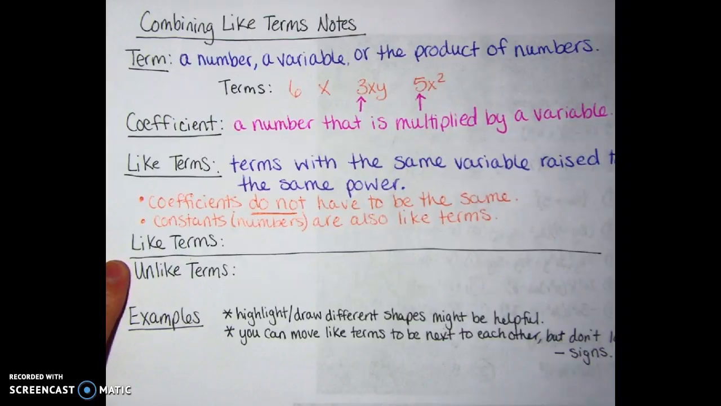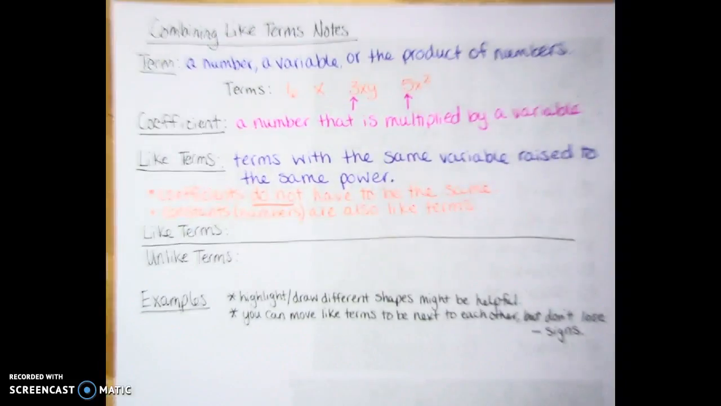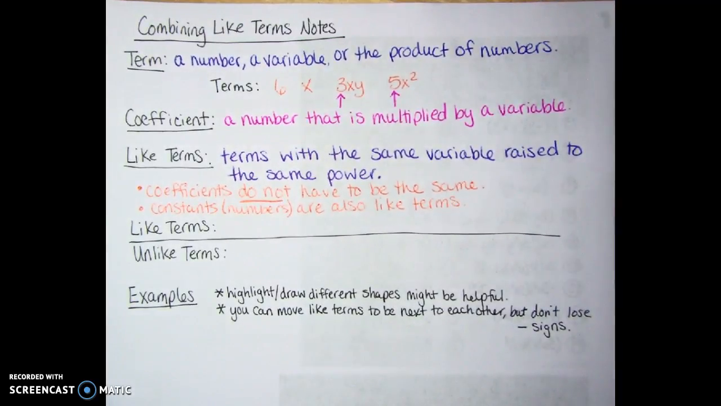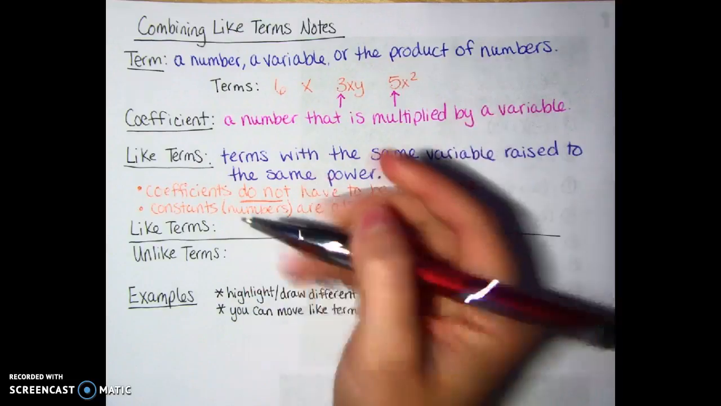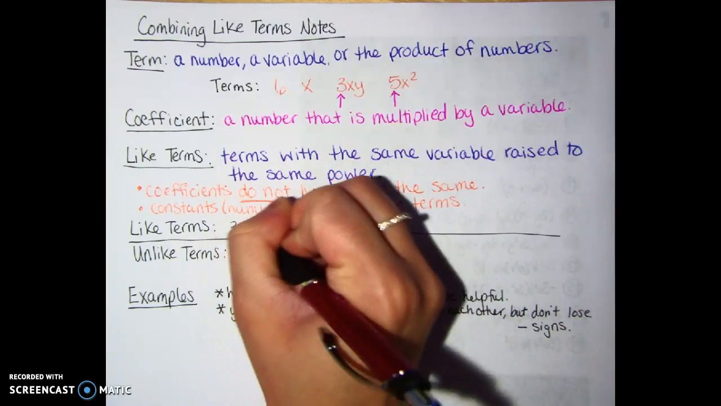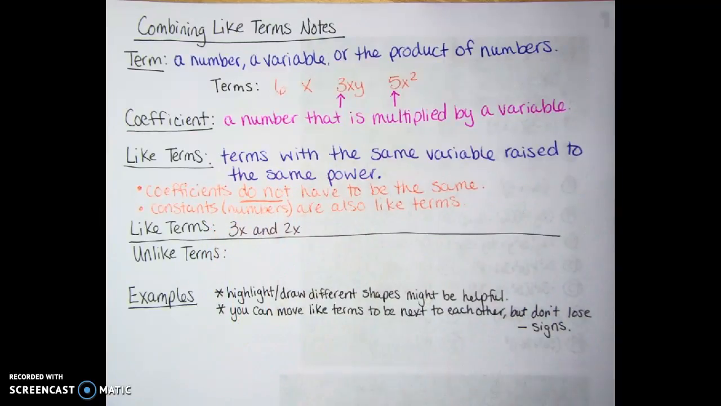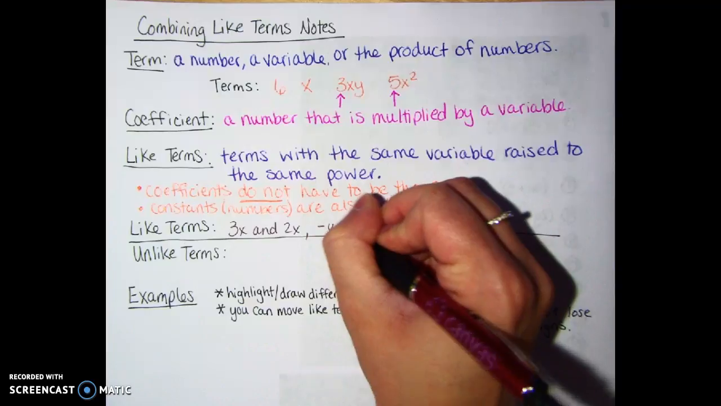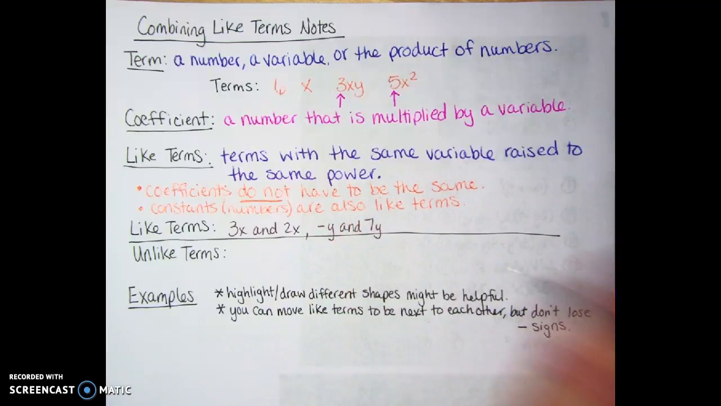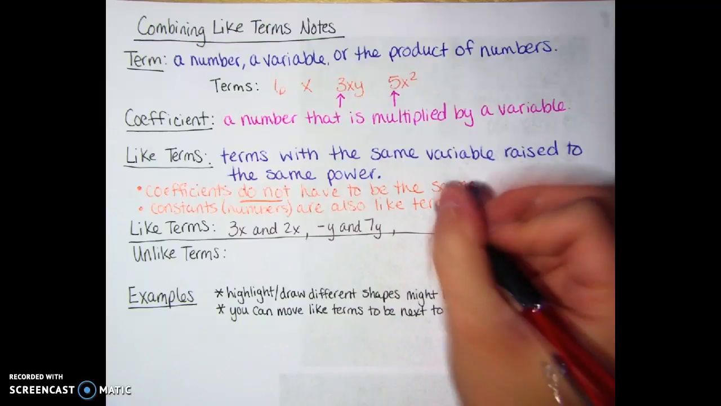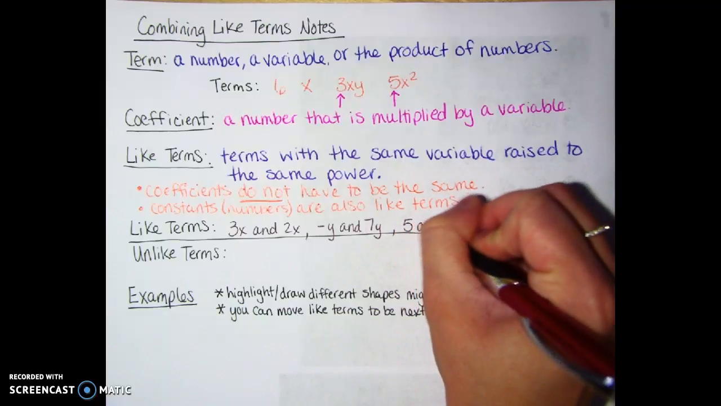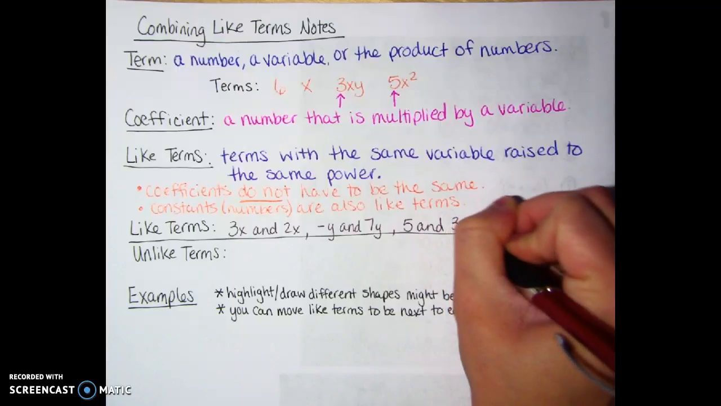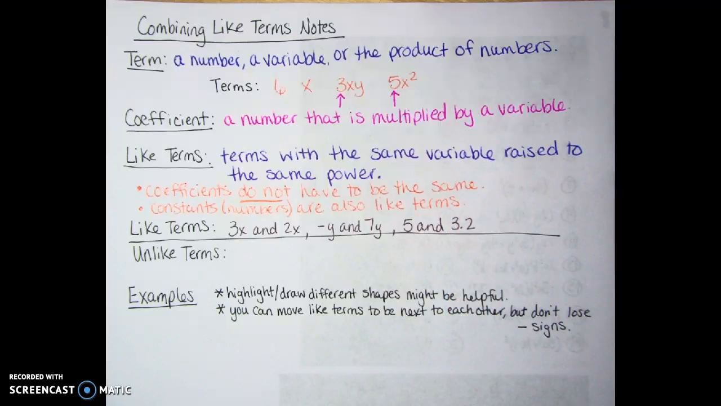Okay, and down here I'm going to show you a few examples of like and unlike terms. So let's use this one. So an example of like terms would be 3x and 2x. Negative y and 7y are like terms. Let's do one more. 5 and 3.2 are like terms. So you can combine all of those.